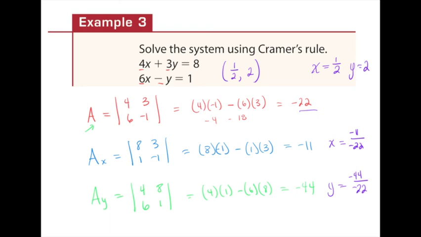Now I could solve this another method. I could solve this by elimination. I could multiply this second guy by 3 and add down. That would eliminate my y's, right? That would let me solve for x.